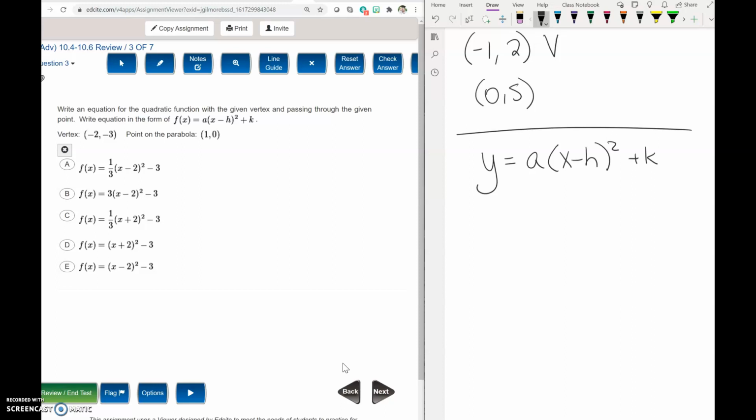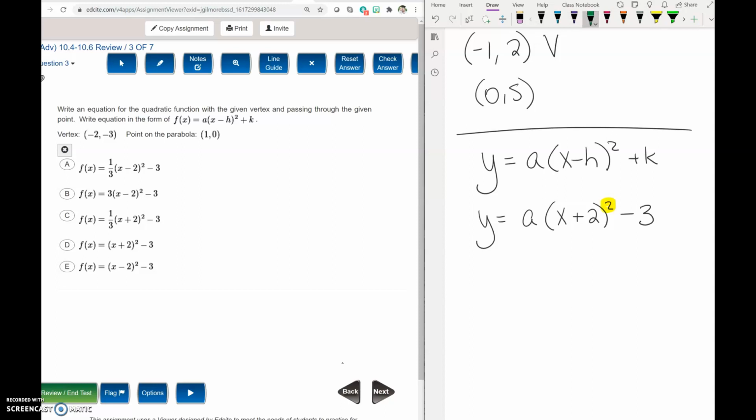They're telling us that the vertex is -2, 3. So I'm going to start by putting the vertex in. The vertex, -2, that would be a +2 squared minus 3. Don't forget the square. That's the most common thing that people mistake, is they forget the square.